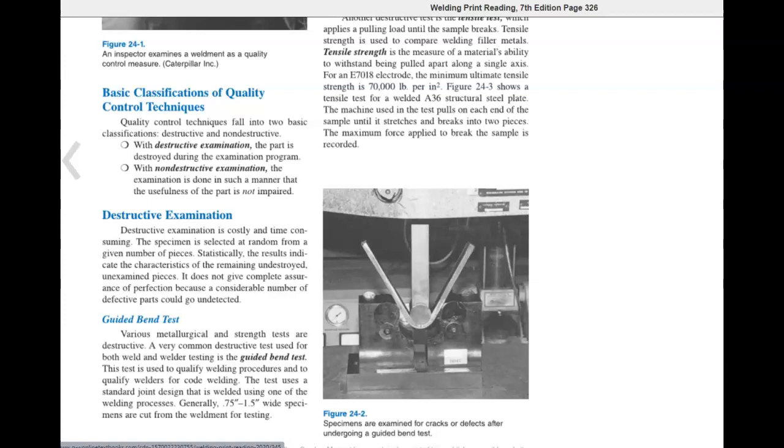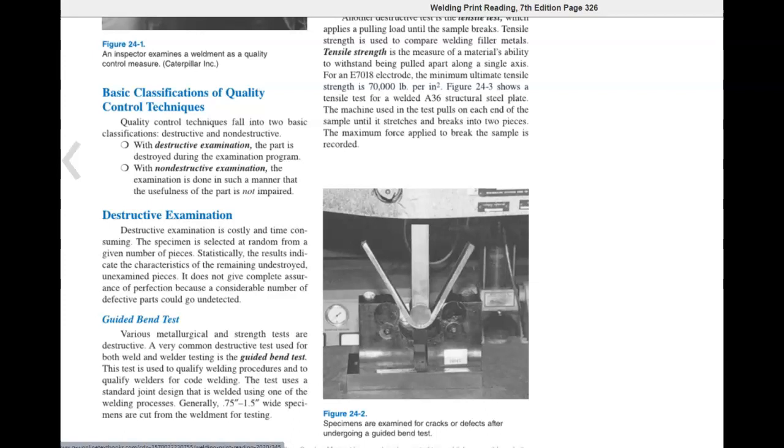Destructive examination. Destructive examination is costly and time-consuming. The specimen is selected at random from a given number of pieces. Statistically, the results indicate the characteristics of the remaining undestroyed, unexamined pieces. It does not give complete assurance of perfection because a considerable number of defective parts could go undetected.